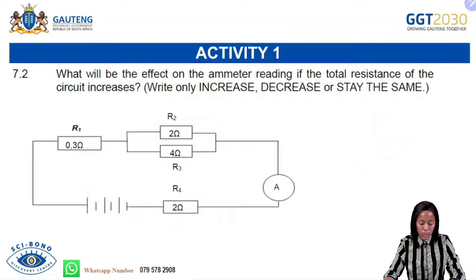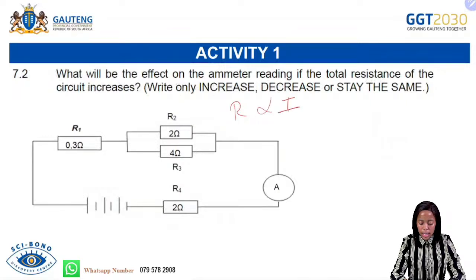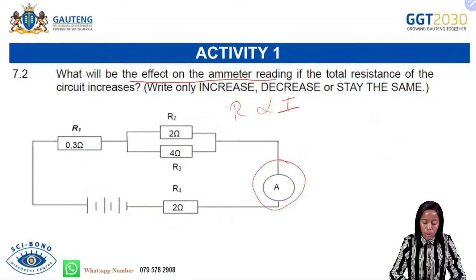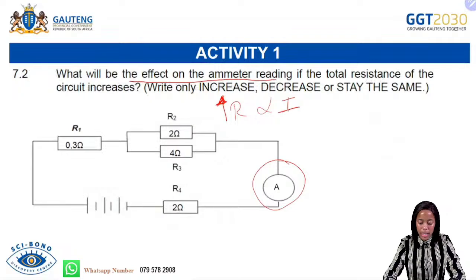Then it says, what will be the effect on the ammeter reading if the total resistance of the circuit increases? Now we said, what is the relationship between the resistance and the current? So the question says, what will be the effect on the ammeter reading if we increase the resistance?